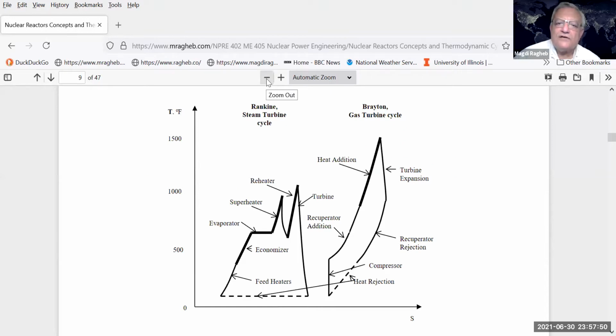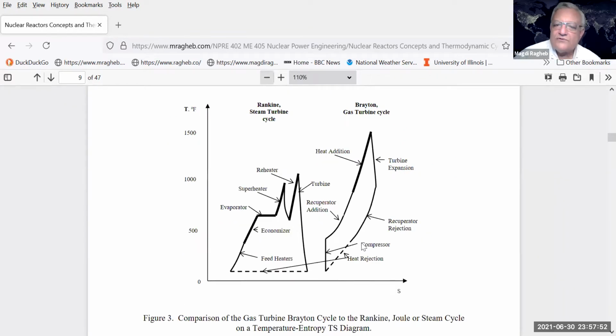What kind of fuel cycles do we use? As we suggested, when you use water, you use what we call the Rankine steam cycle. The steam cycle is also named the Joule steam cycle, depending on whether you live in France, you call it the Joule cycle, but in general, it uses steam.